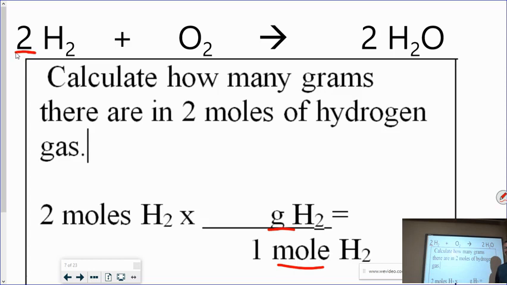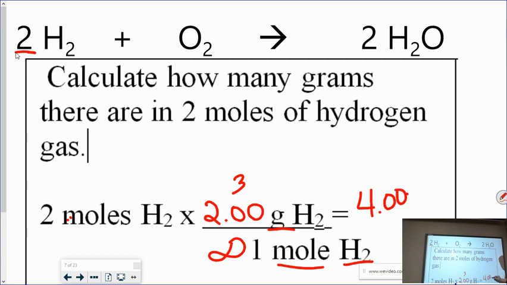But this is H2, it's not H. So H2 is 2.00 grams in 1 mole of H2. So that's one little difference that we have. If we do the math on that, this has infinite sig figs. This has 3 sig figs. This 1 in front of the mole is always going to be infinite sig figs. So 2 times 2 is 4.00 grams of H2.